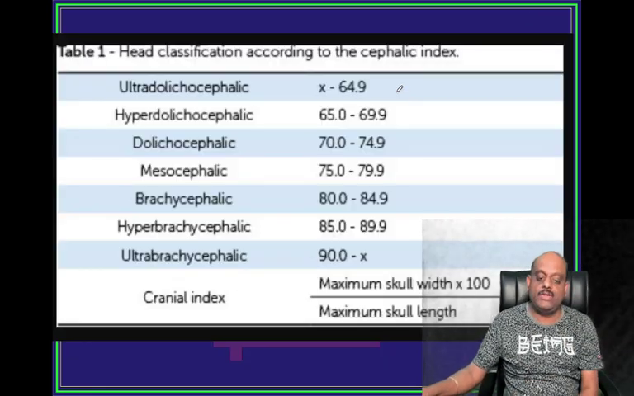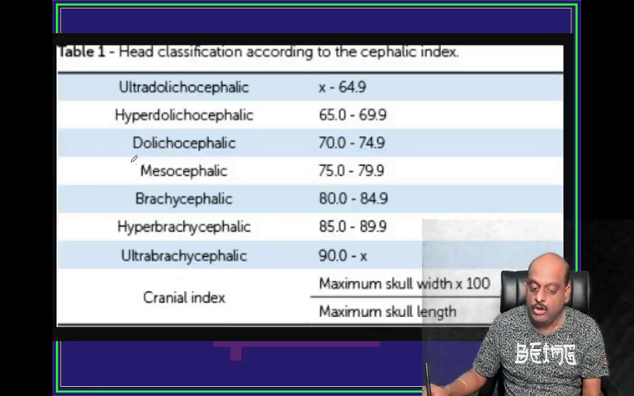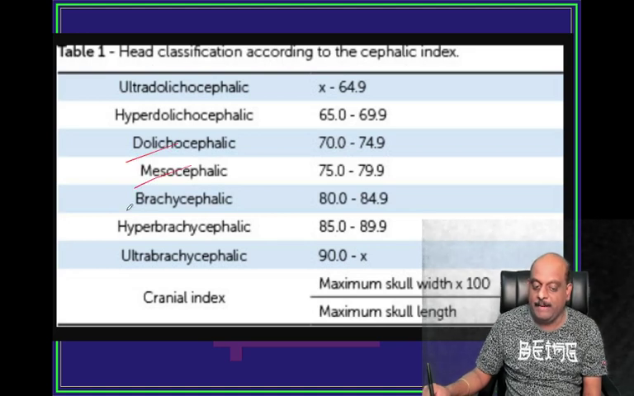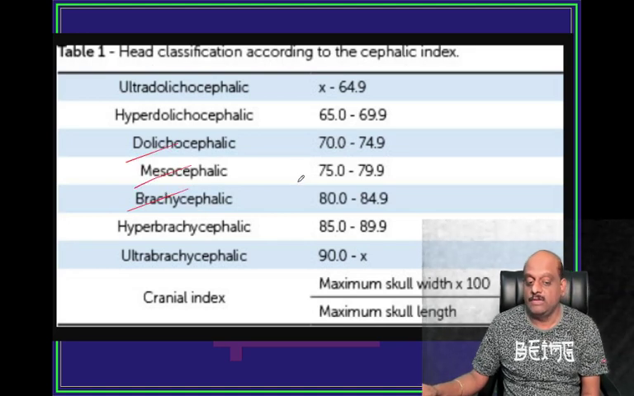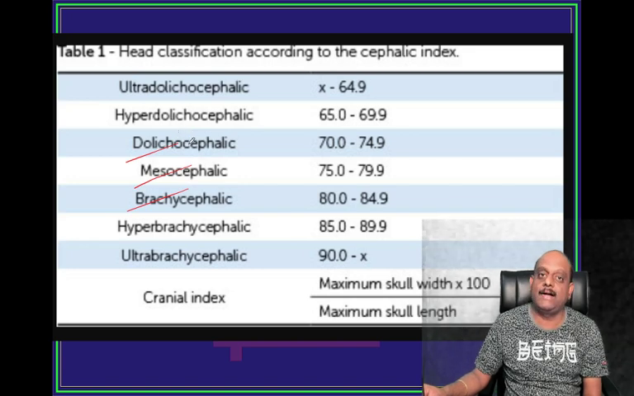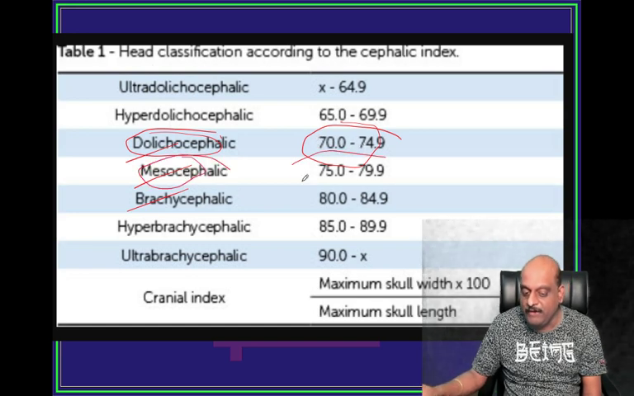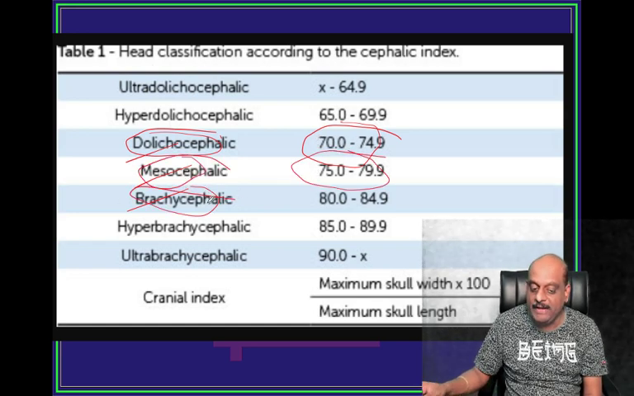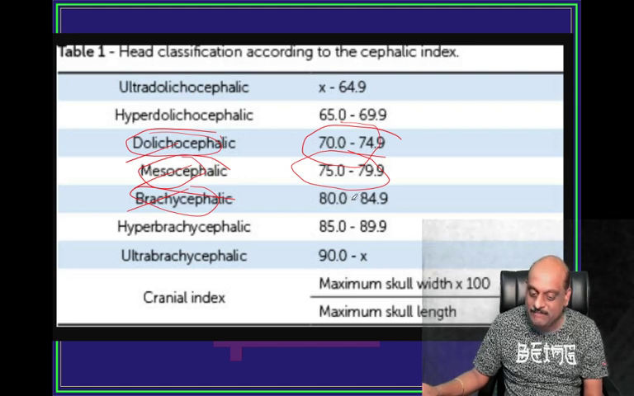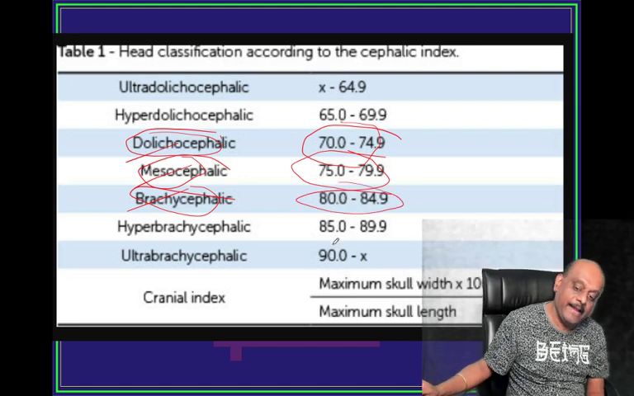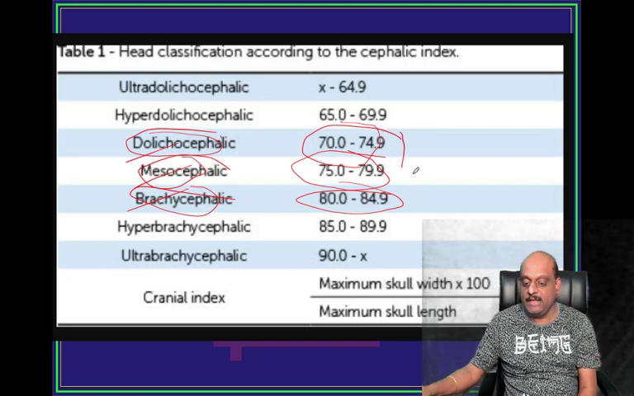Based on the cephalic index we call dolichocephalic, mesocephalic, brachycephalic. Sometimes the examiner can ask what is the cephalic index of dolichocephalic. 70 to 75, mesocephalic 75 to 80, brachycephalic 80 to 85. At least this much you remember.